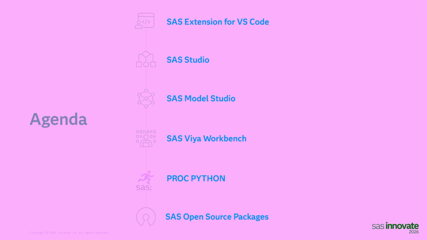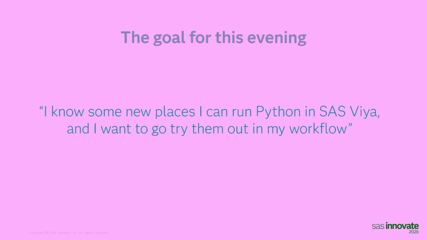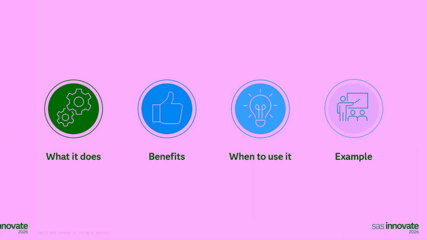So here's what we're going to do. We have a lot to go through, and I have one goal for this evening, and that is I want you to leave with this: I know some new places that I can run Python in Viya, and I want to go try them out in my workflow. This is going to be rapid fire. Here's how we're going to achieve this goal. Each section has 4 main things. We're going to go through what it does, what are the benefits, when to use it, and then go through an example.